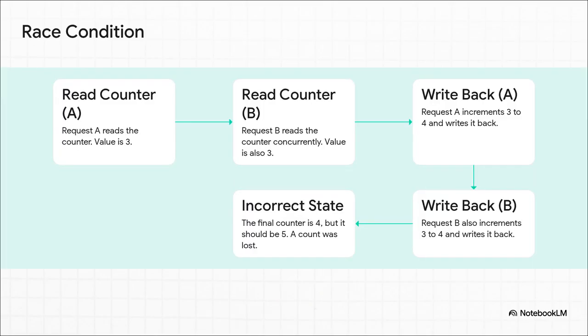But even if we have a shared counter, we run into another classic problem, the race condition. Just imagine 2 requests come in at the exact same millisecond. They both read the counter and see the value is 3. They both add 1, making it 4, and write that back. We just lost a count. The real value should be 5, but our system thinks it's 4.